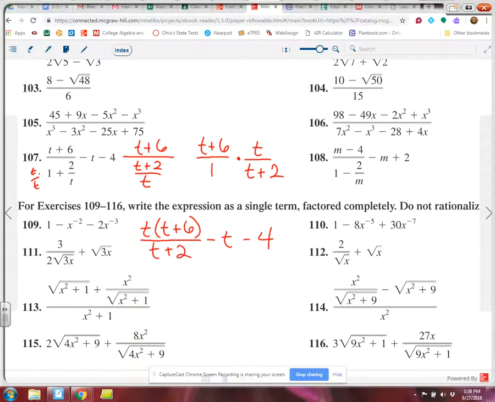So we'll finish this problem tomorrow. I'll give you your homework, and you guys can work on that in class tomorrow. We'll check it before you leave, and then your test will be Monday, Tuesday.